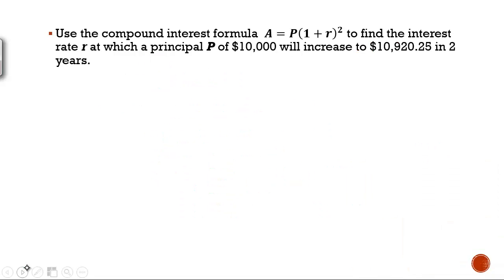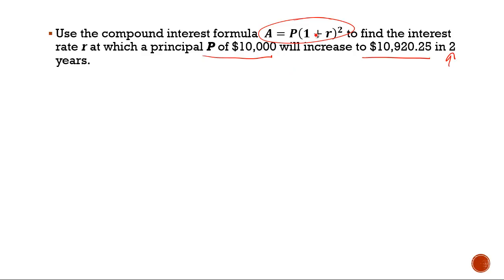Here's a formula example. We've got a compound interest formula to find the interest rate at which the principal of $10,000 will increase to $10,920.25 in 2 years. So let's plug in what we know and find out what the rate is.